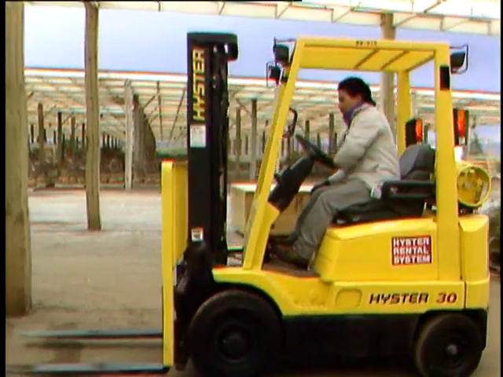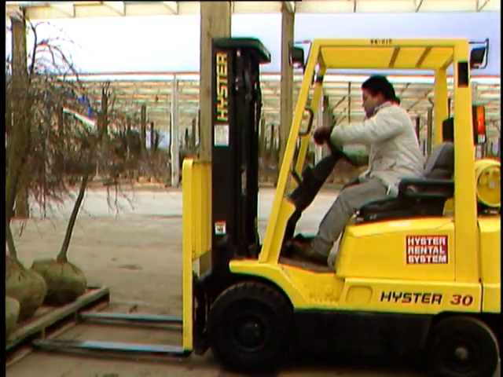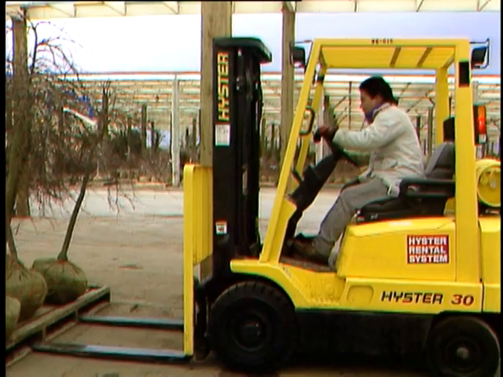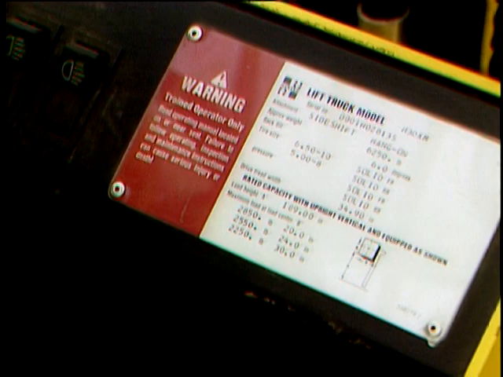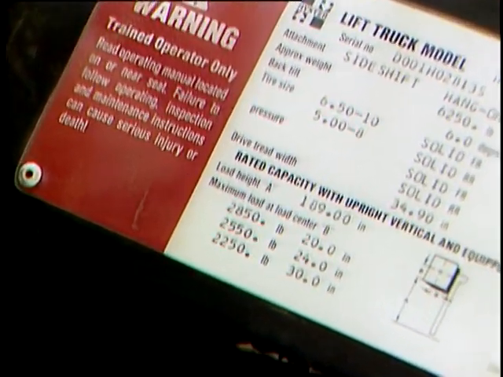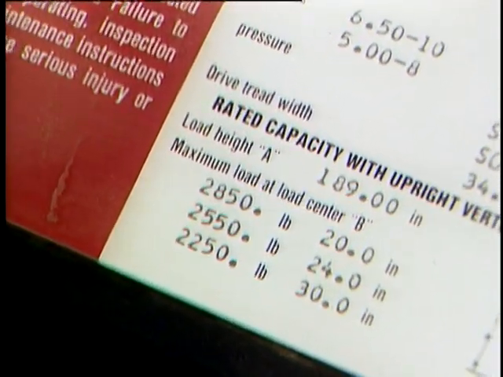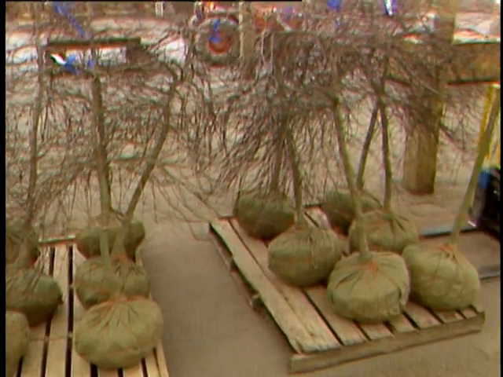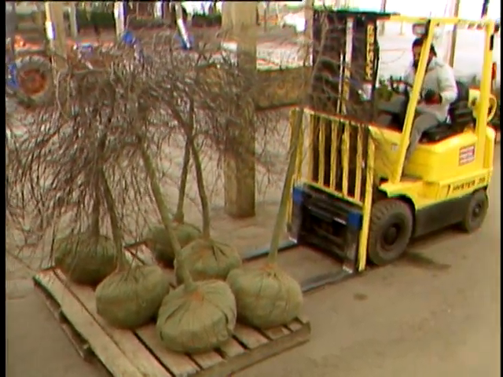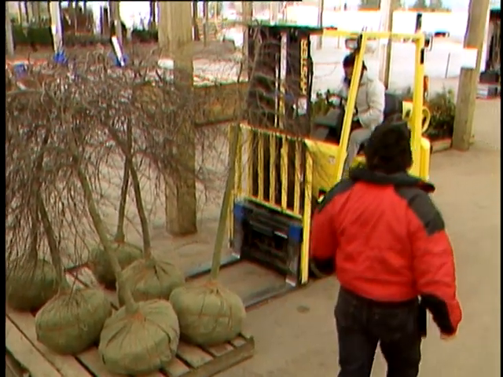There are several things you need to know about the load capacity of your forklift and load arrangement. The load capacity is the weight that your forklift can safely lift and carry. Each forklift must have a label that states its load capacity. Most of the forklifts used in nursery applications are rated to carry 3,000 to 5,000 pounds.